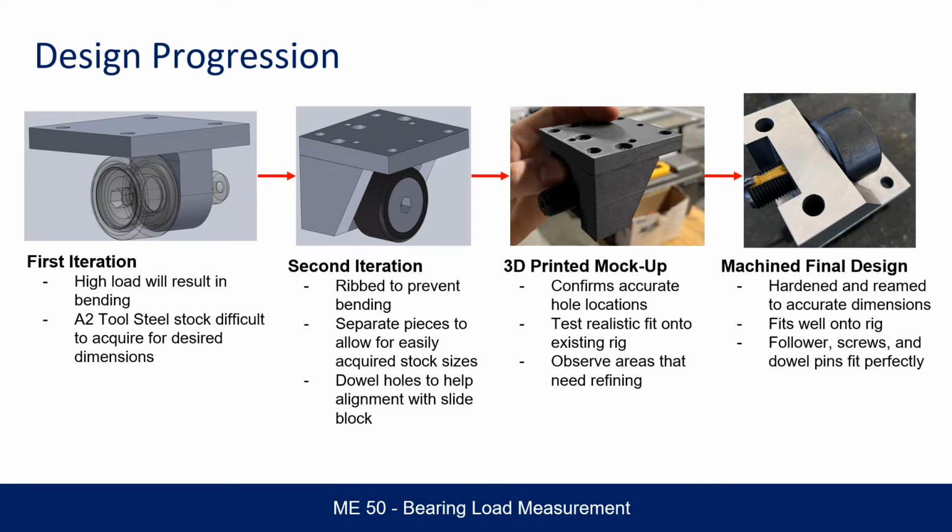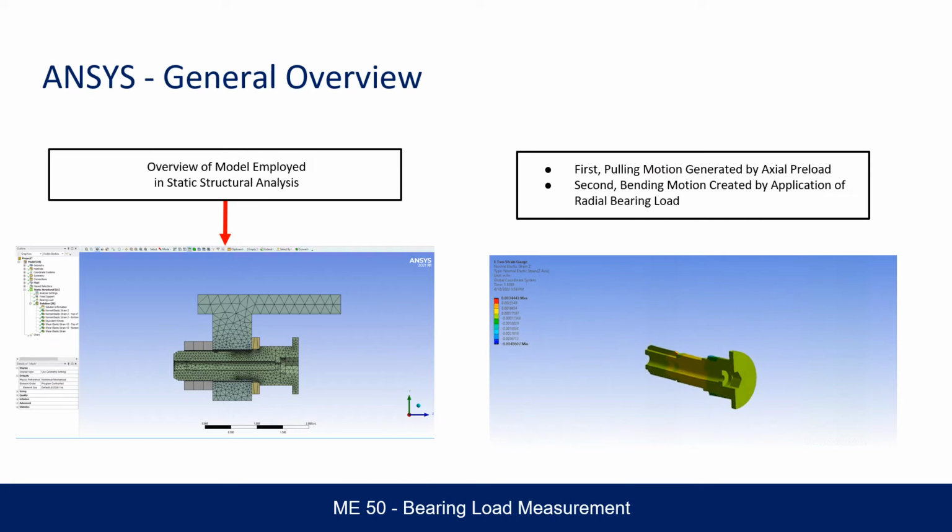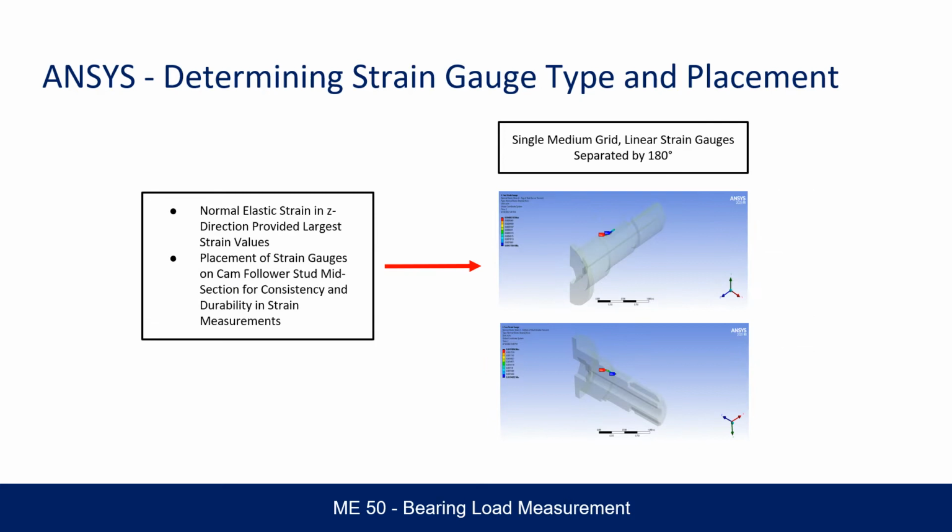With the cam follower rig able to safely generate an industry standard bearing load, our attention shifts to developing an analytical relationship between radial bearing load and strain distribution on the cam follower in ANSYS static structural analysis. Both normal elastic and shear elastic strain distributions in all directionalities are looked at in choosing the strain to be utilized in the strain load relationship. The consistently highest amplitude strain measured across the cam follower is normal elastic strain in the Z or axial direction. Thus, linear strain gauges are used in our study.